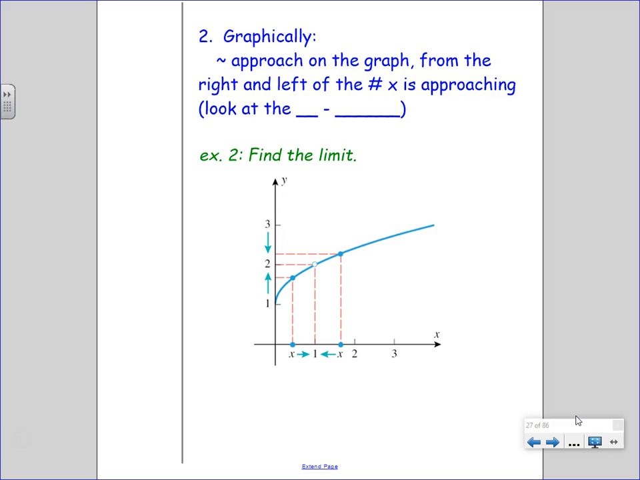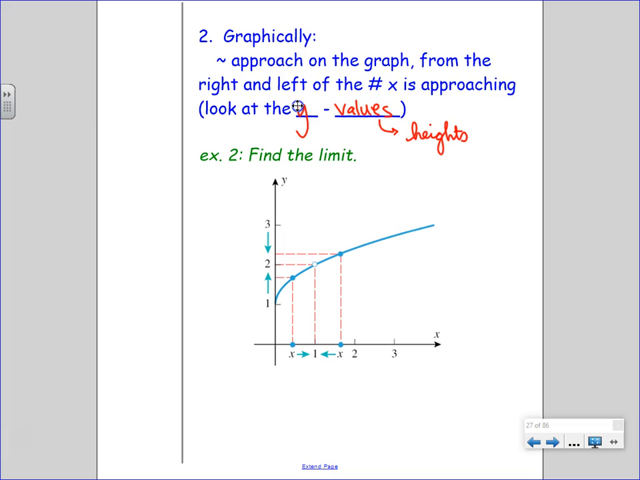Did anybody fill out the fill in the blank? If we're trying to answer a limit problem graphically, we're approaching from the right and left of an x value, but for the answer, we are looking at the what? Good. The x tells us how to approach, but the answer comes from the y value. So we're thinking about y values, thinking about the heights. Look at the heights of the function.